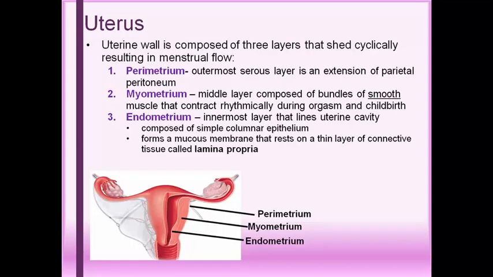So we know the wall of it has 3 different layers. Each one of those has its own histology, and we know the inner layer is what's shed during the menstrual flow phase of the menstrual cycle. So you have the perimetrium, which is the outermost serous layer, an extension of the parietal peritoneum. The myometrium, which is smooth muscle that will contract during not only orgasm but also for childbirth to happen. And then the endometrium that lines the uterine cavity has simple columnar epithelium. This is a mucous membrane that rests on a thin layer of connective tissue called the lamina propria. And we'll talk about the 2 parts of the endometrium in 1 second.